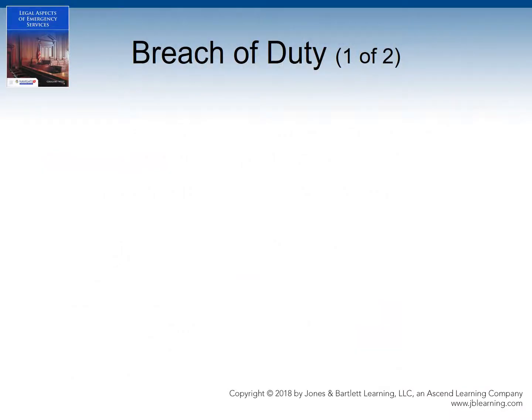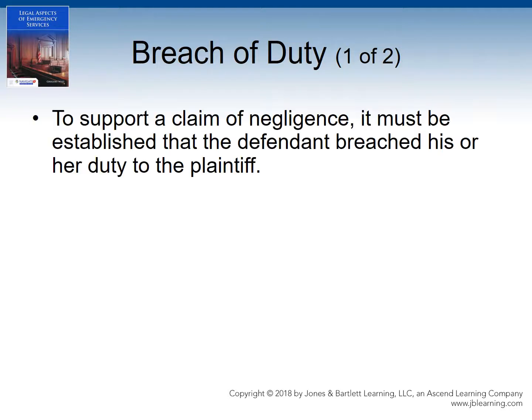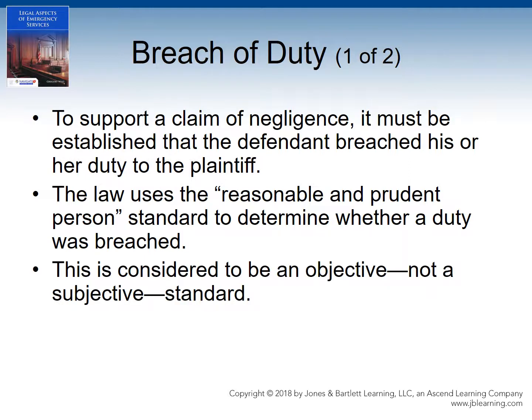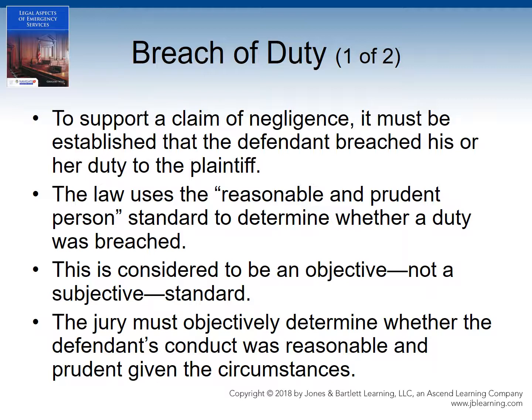Given that the first element of a negligence claim is to prove that the defendant owed the plaintiff a duty, the next element, once a duty is established, is that the defendant breached that duty to the plaintiff. When evaluating whether the duty owed to the plaintiff was breached, the law uses a reasonable and prudent person standard. The standard is an objective one, not a subjective one. It is ultimately up to a jury, if a negligence case goes that far, to determine whether the defendant's conduct was objectively reasonable and prudent given the circumstances of the case.